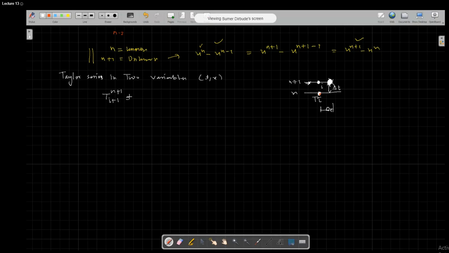So what we say is that whatever the value at this point, the first value is Ti n. So we write Ti n plus, then let's say x, so plus delta x, del T by del x. Okay. Then plus delta t, del T by del t. Now plus a combination of these two, maybe you can say in a diagonal manner.